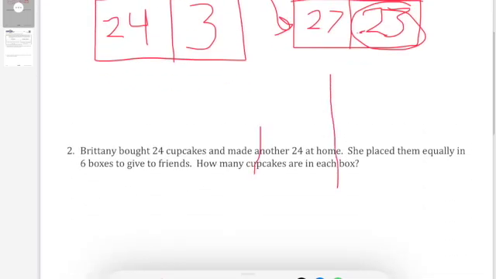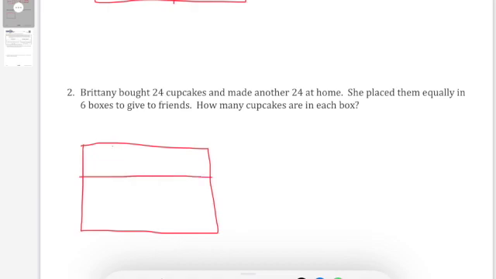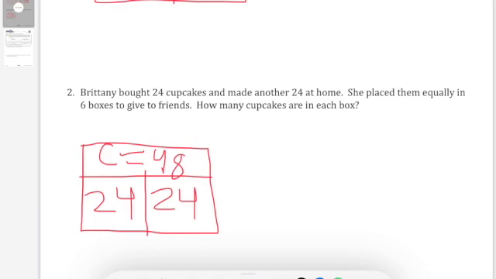Number 2. Brittany bought 24 cupcakes. She made another 24 at home. She placed them equally into 6 boxes to give to friends. How many cupcakes are in each box? All right, so two parts. We know that there are 24 cupcakes, and then she made another 24. So if I add those together, that equals 48. So 48 cupcakes.